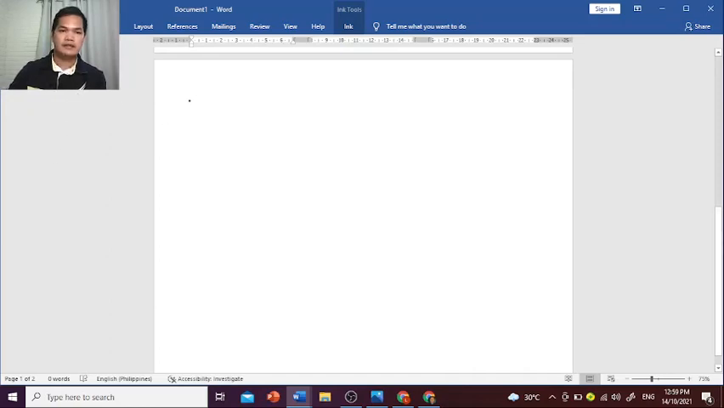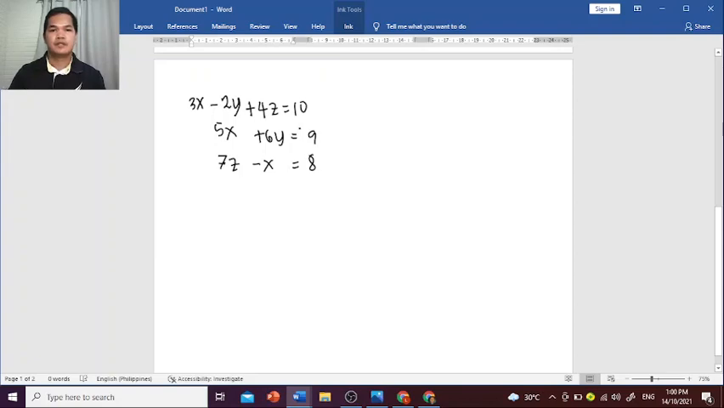Let us have here 3x minus 2y plus 4z equals 10. And then for the second equation, let's have 5x plus 6y equals 9. And then for the third, let's have 7z minus x equals 8. So this one is different from our first example, since in this example we have three variables for three linear equations.